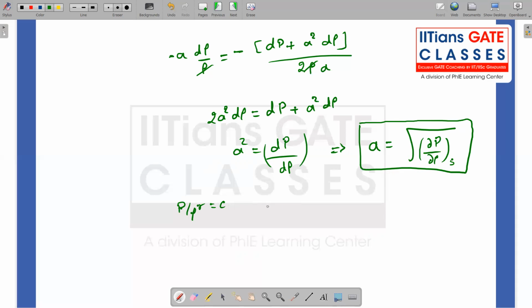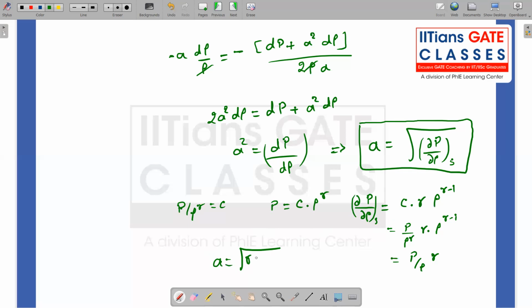So p is equal to constant times rho to the power of gamma, or dou p by dou rho is nothing but constant times gamma times rho to the power of gamma minus 1, and the constant is nothing but p by rho to the power of gamma times rho to the power of gamma minus 1. If I take the LCM of this, I will get p by rho times gamma, right? So that is nothing but dou p by dou rho, isentropic process. So just replace that one. So what I am left with is a is equal to square root of gamma p by rho, right?